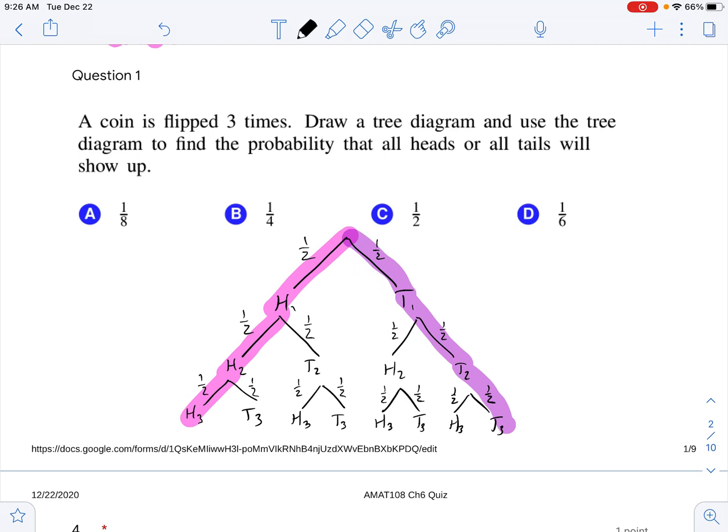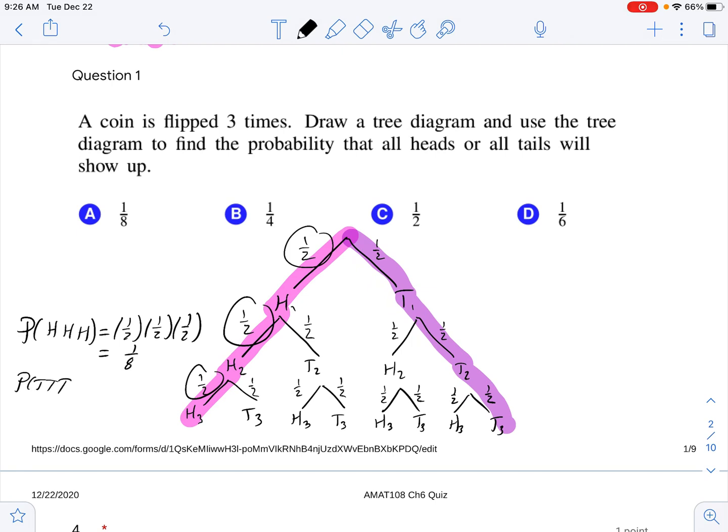Okay, probability of getting all heads is going to be 1/2 times 1/2 times 1/2, which is 1/2 cubed, or 1/8. Probability of all tails is exactly the same here. I'll write it like this time. And so adding those together, we get an overall probability of 2/8, or 1 out of 4.